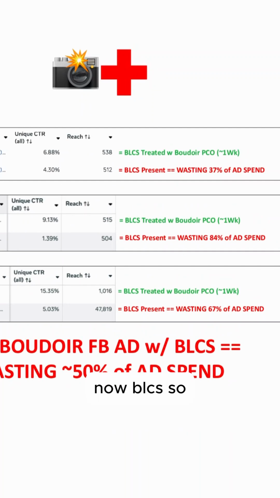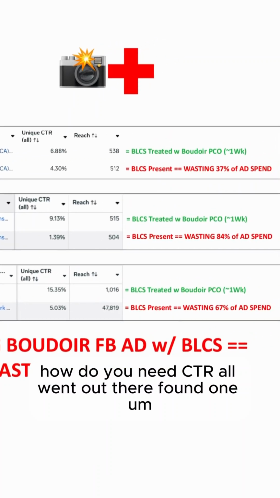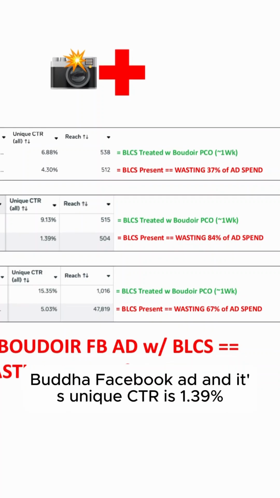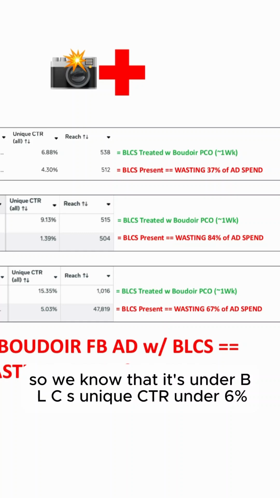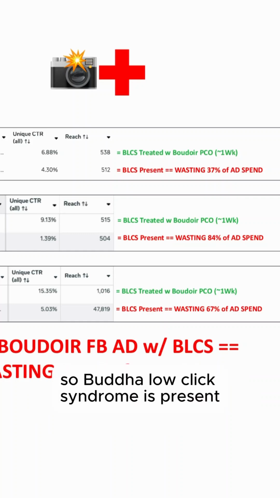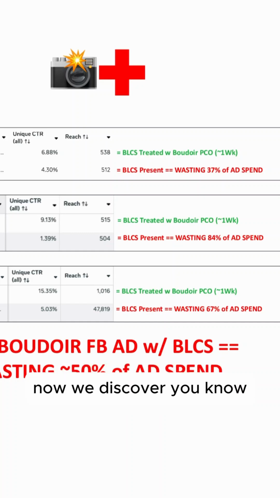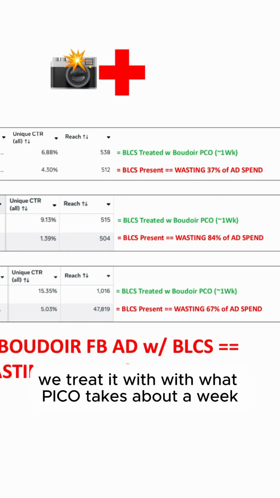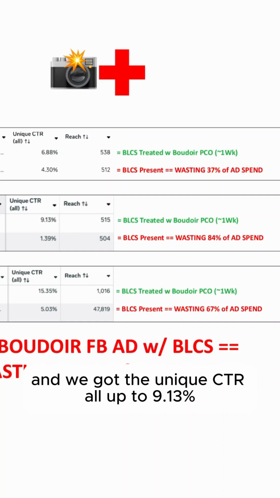So next part, residency part 2. I went out there and found one, a Boudoir Facebook ad, and its unique CTR is 1.39%. So we know that it's under 6%, so BLCS, Boudoir low click syndrome, is present. Now that we've got the solution, we treat it with Boudoir Pico, it takes about a week, and we got the unique CTR up to 9.13%.